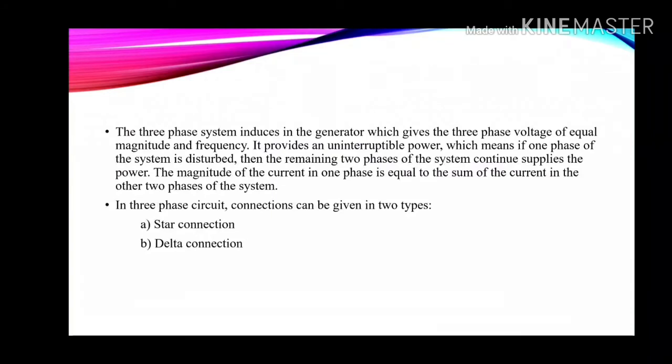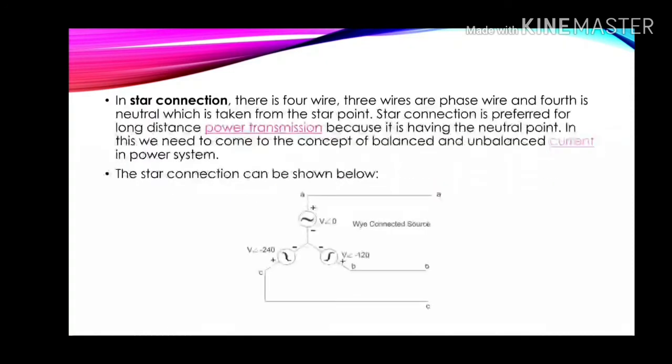In a three-phase circuit, connections are given in 2 types: 1. Star connection and 2. Delta connection. In star connection, there are 4 wires. 3 wires are phase wires and the 4th is a neutral, which is taken from the star point. Star connection is preferred for long distance power transmission because it has the neutral point. In this, we need to come to the concept of balanced and unbalanced current in the power system. The star connection can be shown below in the picture.